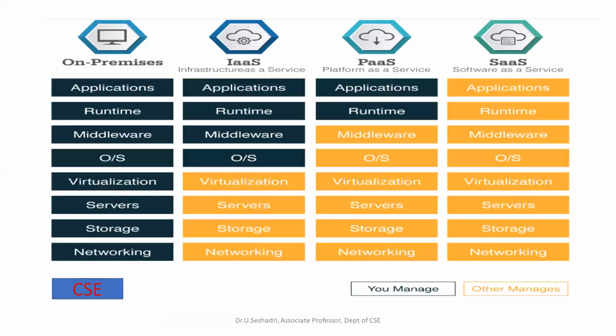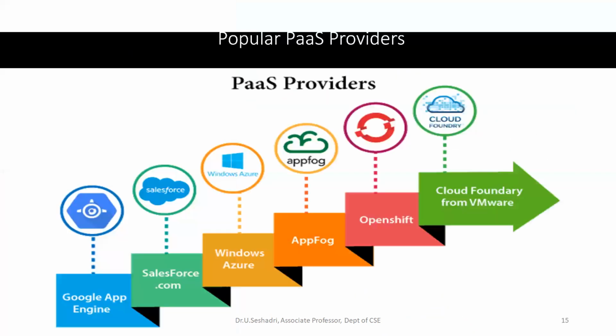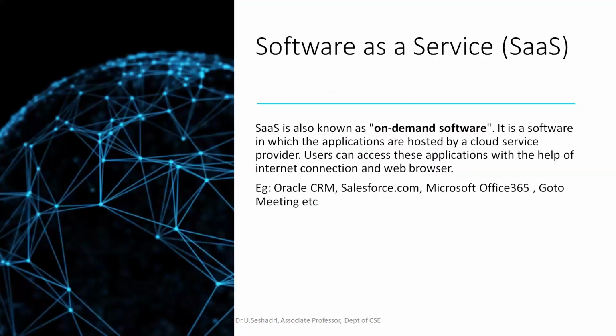We'll see this diagram. This diagram shows a clear understanding of what infrastructure as a service, platform as a service, and software as a service are providing. This diagram gives clarity on the cloud delivery models. The examples for software as a service that I am representing are Oracle CRM, Salesforce, Office 365, GoToMeeting, your Zoom meeting, and the ERP.